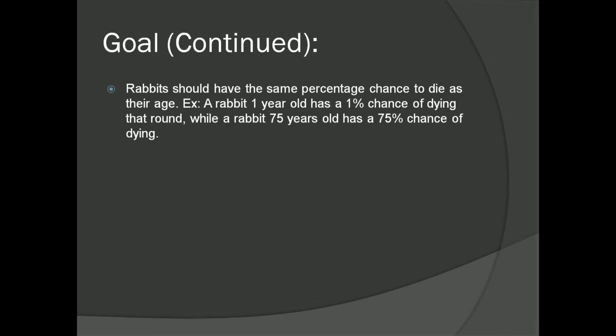Rabbits should have the same percentage to die every round that is equal to their age. So for example, a rabbit that is 1 year old should have a 1% chance of dying in that particular round, while a rabbit 75 years old has a 75% chance of dying in that particular round.